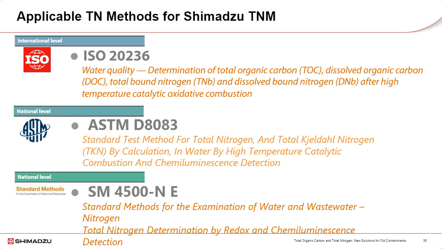Here I just want to make you aware of the various methods that can be utilized for measuring total nitrogen with the Shimadzu TNM-L. First, on the international level, we have ISO 20236. And then on the national level, we have ASTM D8083. And also Standard Methods 4500-N E.